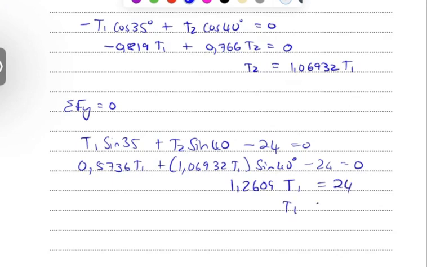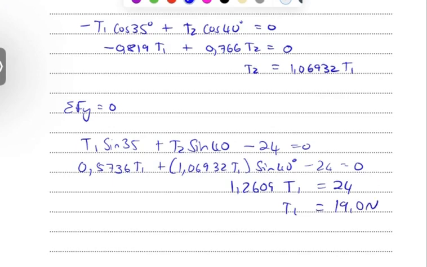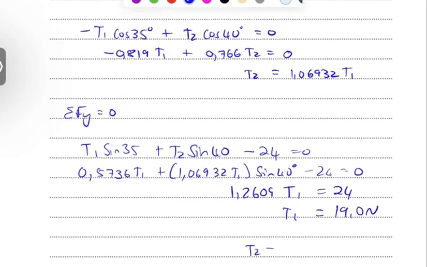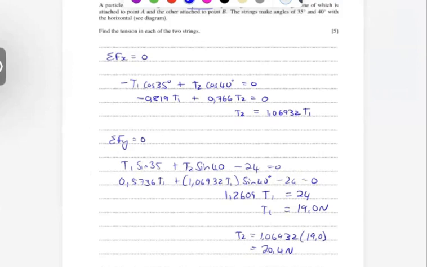So if I say 24 divided by my answer, I am going to get an answer of 19.0 newtons for my T1, and then my T2. I might have preferred to just keep this in terms of trig ratios. Okay, that gives me an answer of 20.4 newtons. Those are the two tensions in my string.